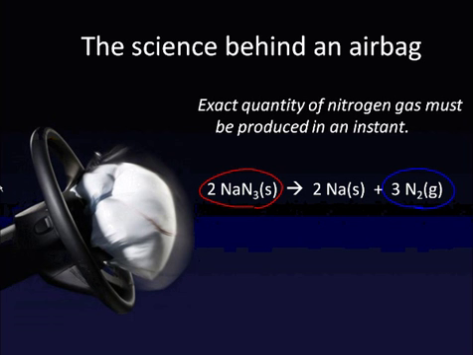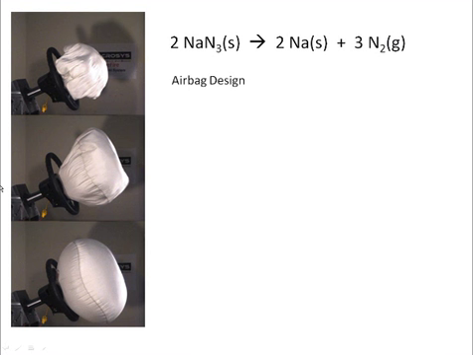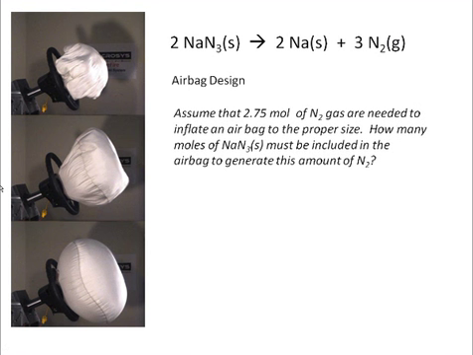So here I'm going to put you in a little situation. Say that you are working for a car company, and you design some of these new airbags. And so here I have our reaction for the airbag again. But what we're going to do is assume that you need 2.75 moles of nitrogen gas to inflate an airbag. So someone's already told you that's how much you need. Your job is to figure out how much of the NaN3, or the sodium azide, is needed.